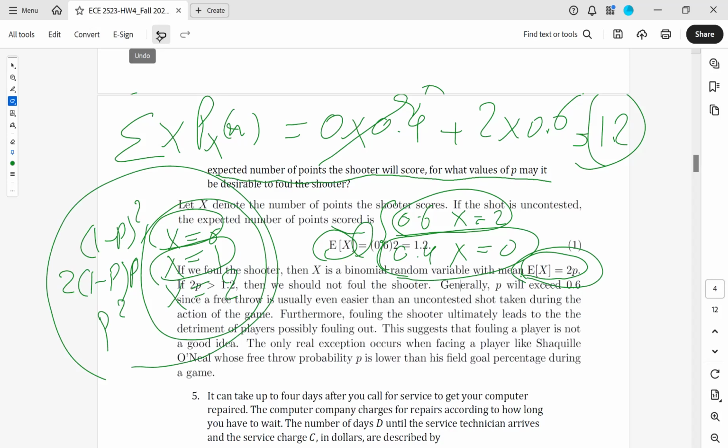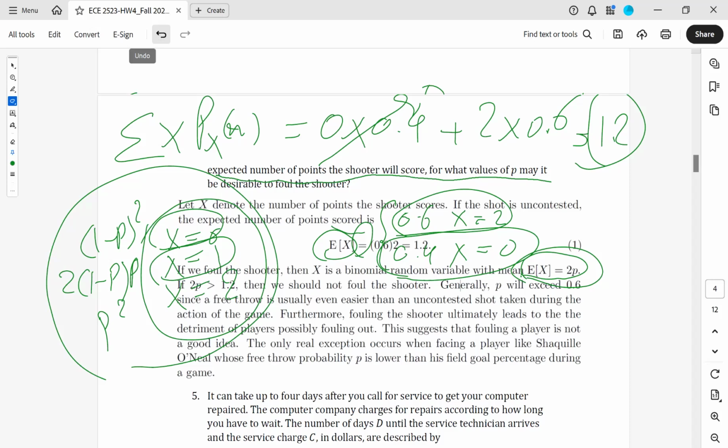Now, in order for it to be reasonable to foul the player, the 2P should be lower than the expected value for the original 2-pointer. Otherwise, it's not reasonable to foul the player. Is that clear? That's the logic of it.